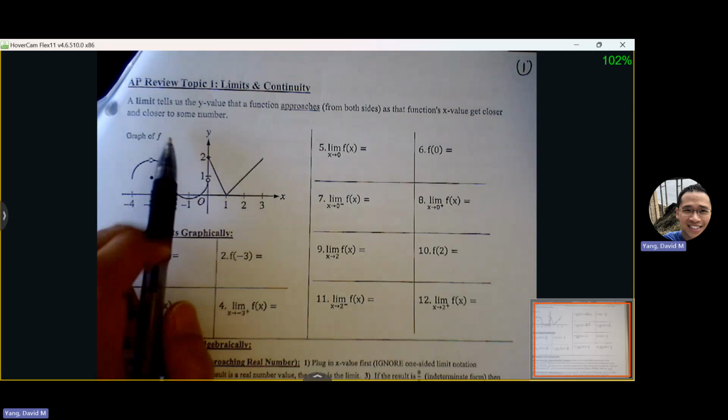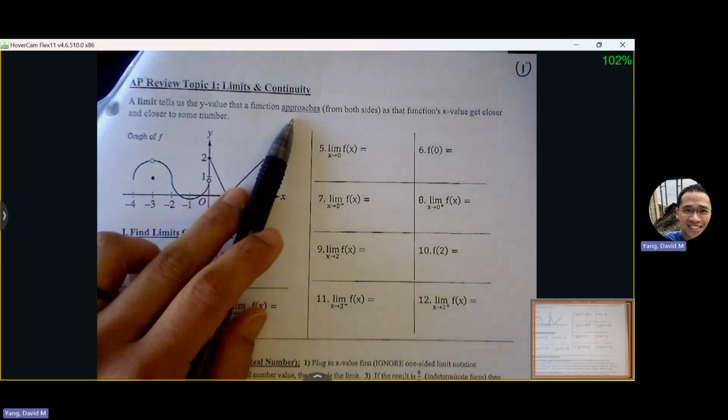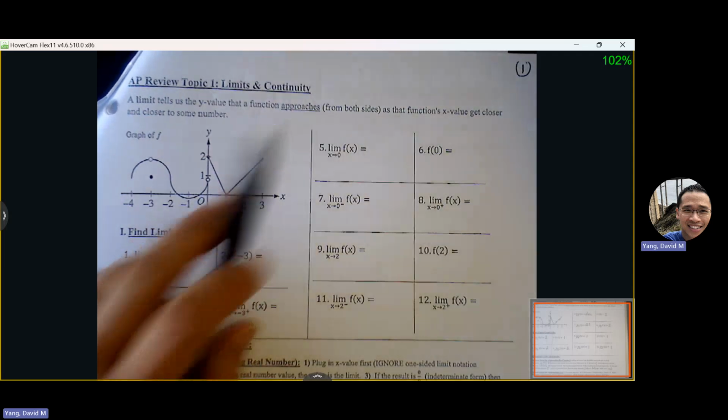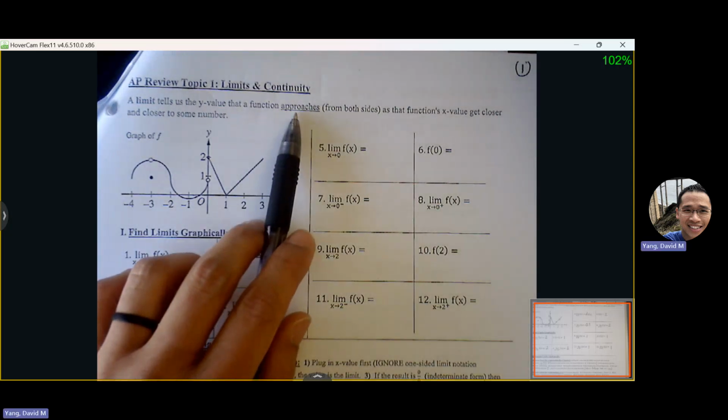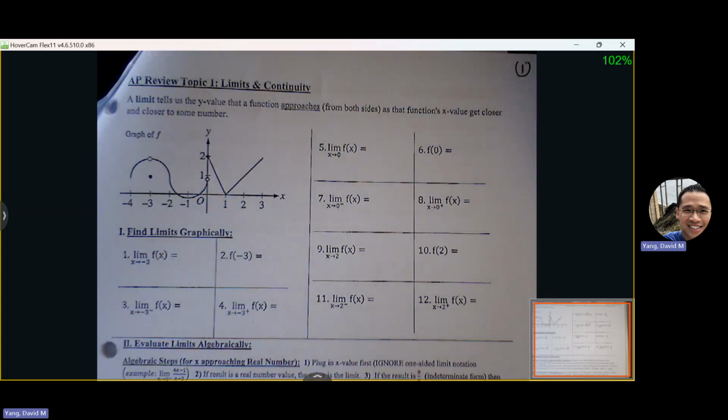So a limit tells us the y value that the function approaches from both sides as x gets closer and closer to that number. So it's important that we understand this from both sides. A limit can exist even if the point doesn't exist. As long as we can pick points on either side of our target, and the arrows are pointing towards the same destination, the same y value, we know our limit exists.